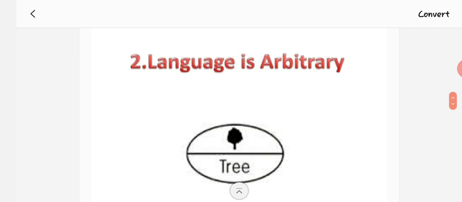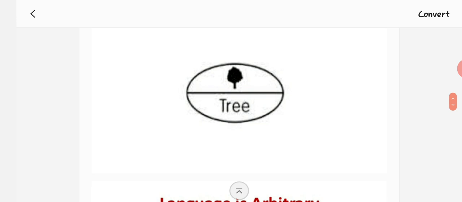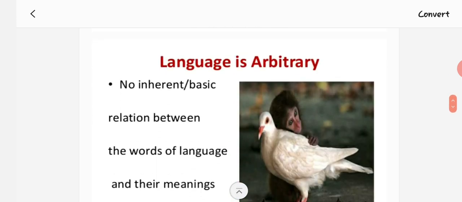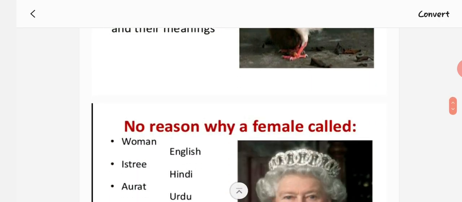So the second most important postulate and specification of the language is that it is arbitrary. Like if we can use the symbol and we can use the word as well. Language is arbitrary because it has no inherent basic relation between the words of the language and their meanings. So how a pigeon can be called pigeon, we have no inherent basis for that, but we do know that it was named as pigeon. So language is always arbitrary.